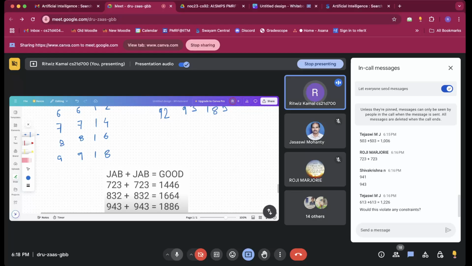Tejasvi, yes, 613 plus 613 would violate the constraint that you are assigning number 1 to letter A as well as to letter G, right? So that's why this solution is not acceptable.